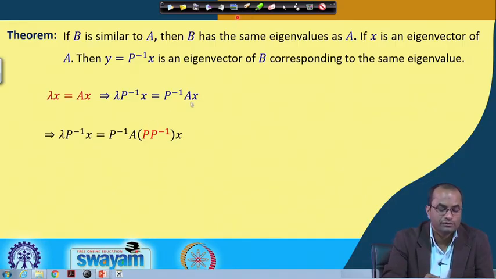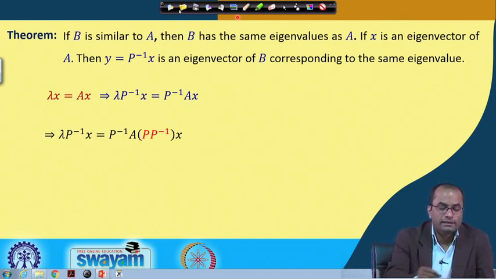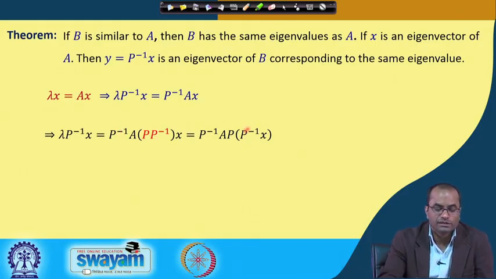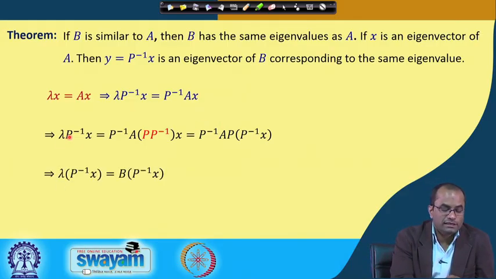So, here we have introduced the identity matrix, which we have written as P and P inverse x, and then we combine this here: P inverse A P, and then we have P inverse x. So, what do we see now? This P inverse A P, as per the definition of similarity, that A is similar to B, or B is similar to A, means this B we can write as P inverse A P. So, we have lambda P inverse x is equal to B times P inverse x.